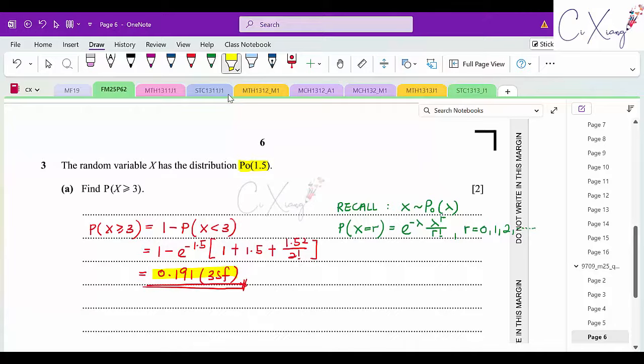Right, so this question is quite straightforward. Just apply the Poisson distribution formula for the probability. So let's have a look at part B.